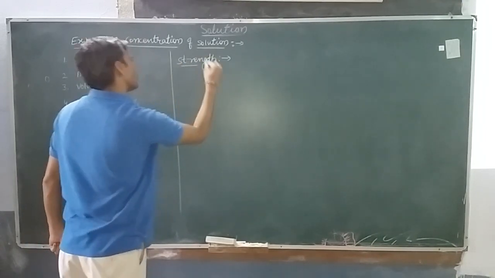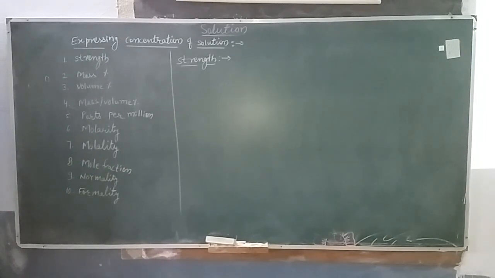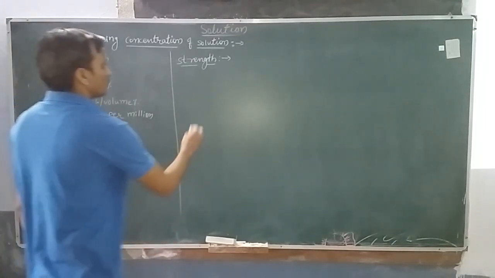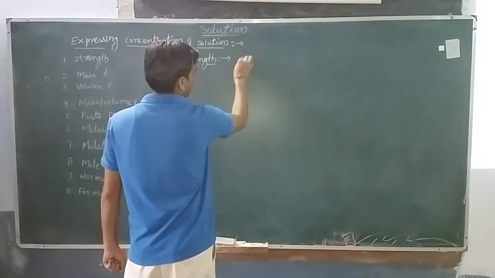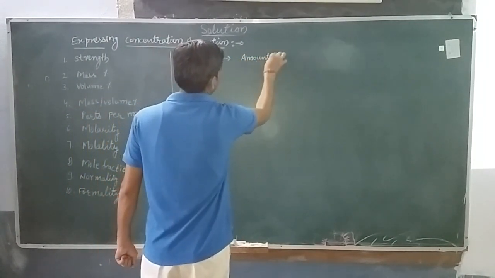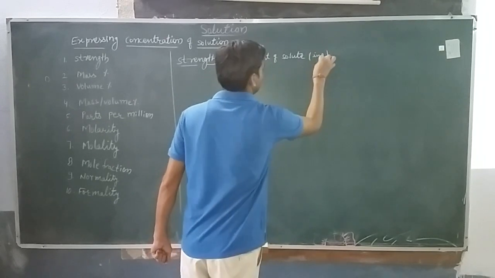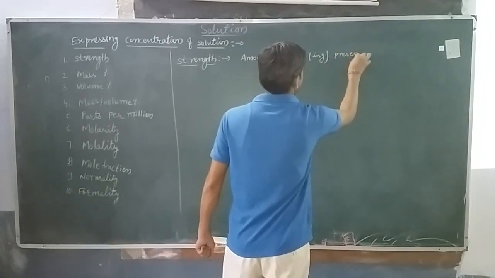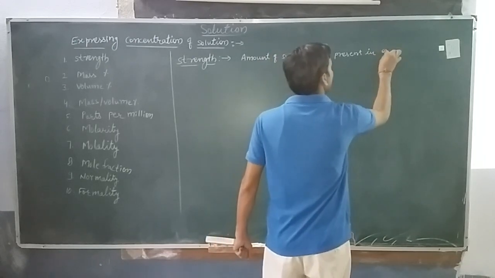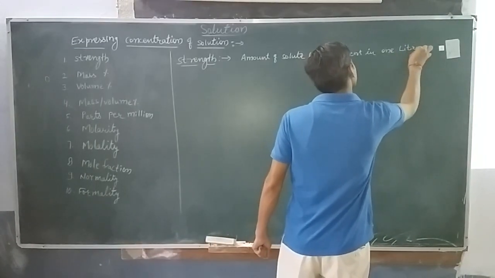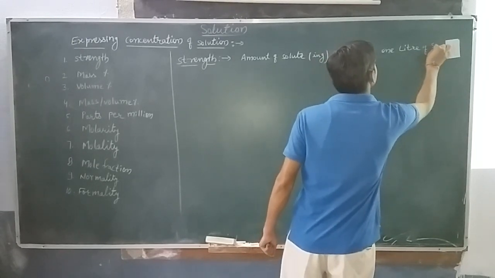Strength. What do you mean by strength? Strength is defined as the amount of solute in grams present in 1 liter of solution. Amount of solute, it is defined as the amount of solute in gram present in 1 liter of solution.